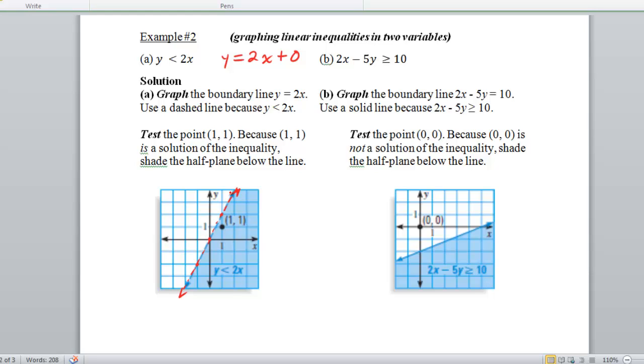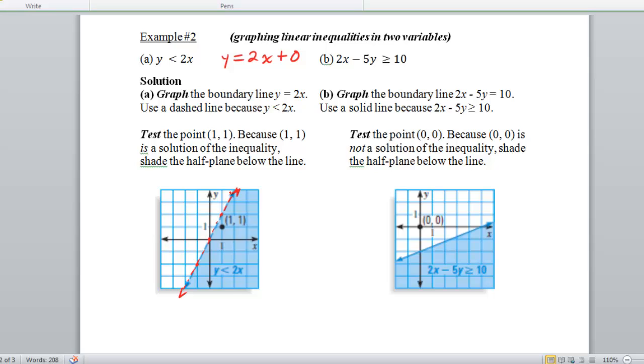Now, we get to the third step, which is to test a point. And if you notice, in previous examples, we're always testing the point 0, 0 because it's easy to calculate. However, for this particular example, 0, 0 is actually going to be on the line. So we cannot use 0, 0 as a test point. That's not going to help us decide which side of the line to actually shade on. So I'm going to just pick a random point on either side of the line that's not on the line. And of course, this example uses 1, 1.